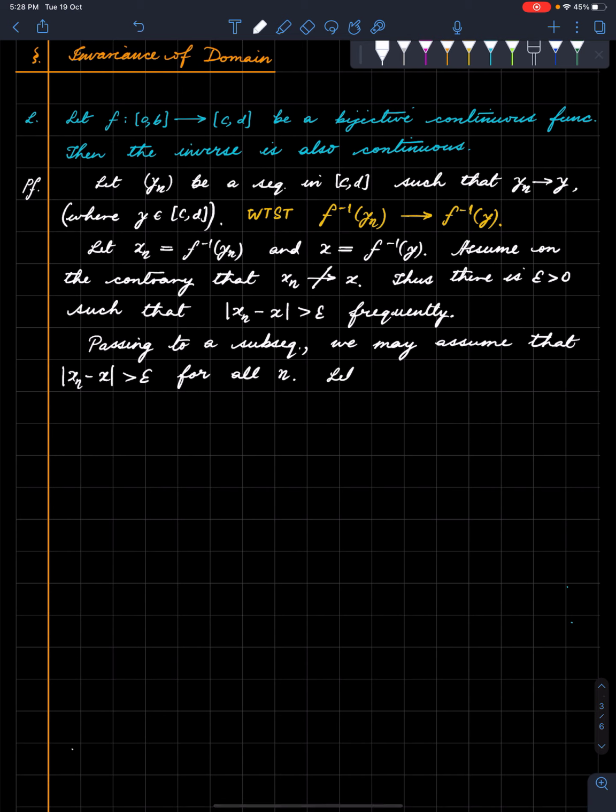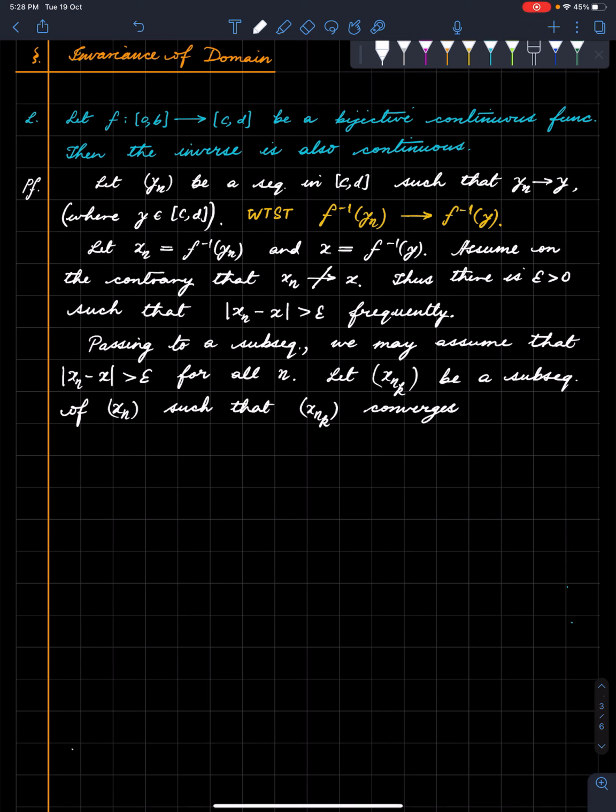So let xnk be a subsequence of xn such that this thing converges. And let me choose the notation for the point of convergence, and let's say it converges to a point t.